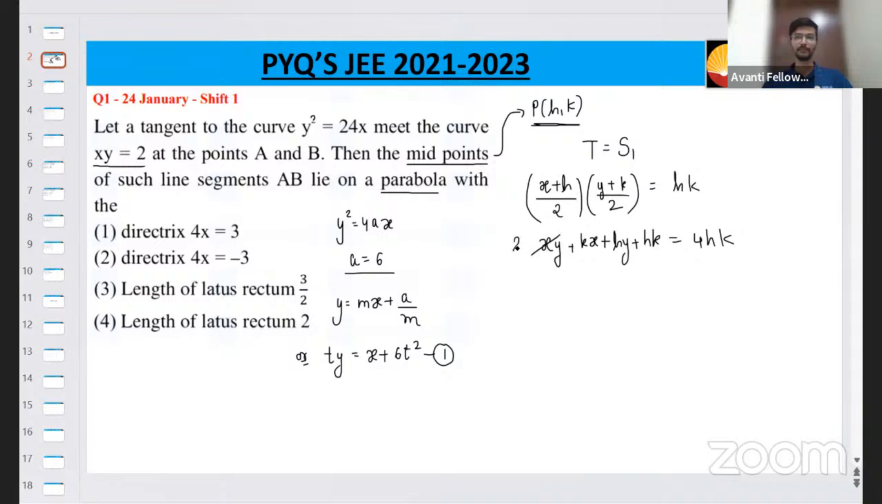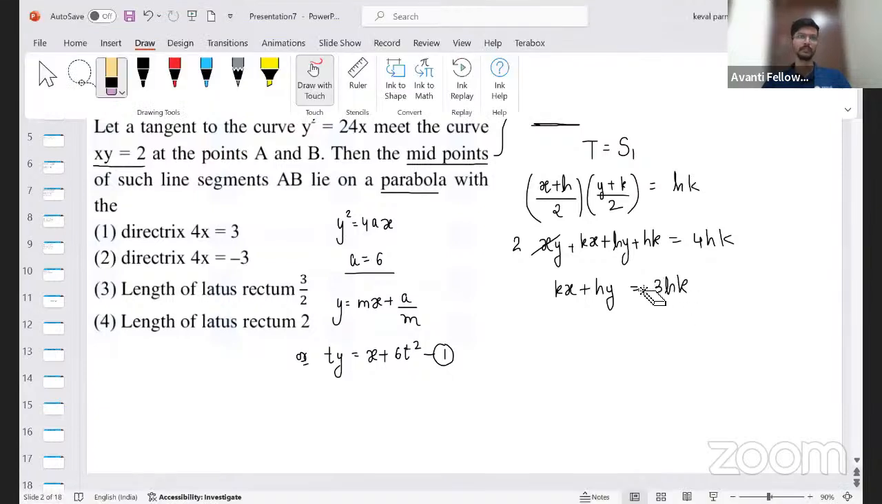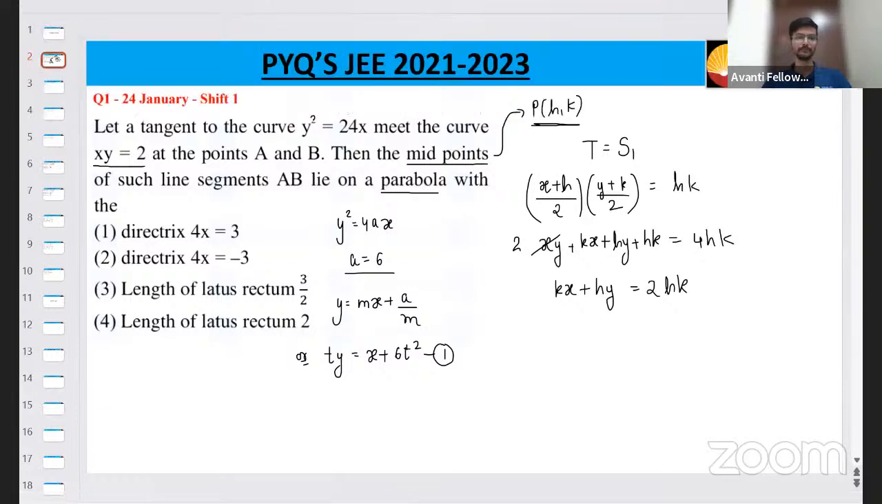So XY is 2, right? It is given XY is 2. And we'll get KX plus HY is equal to 2HK. Sorry, I hope we are using the formula... yeah, it gets subtracted. 2HK. Correct. Now, please remember this equation 1 and equation 2 represent the same line.